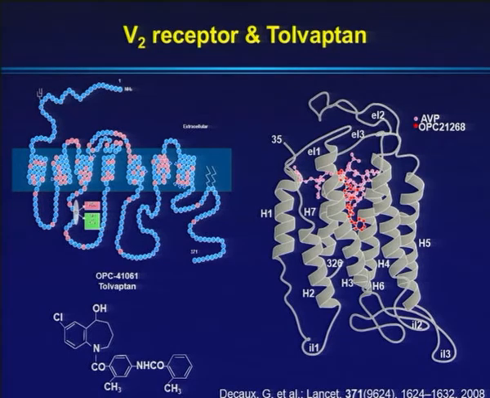Tolvaptan is the selective V2 receptor antagonist, and this shows the V2 receptors. The Tolvaptan here very closely fits the three-dimensional structure of the receptors. And here OPC-41061 is the Tolvaptan.